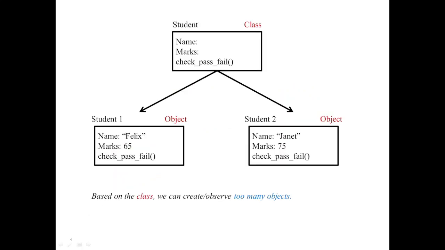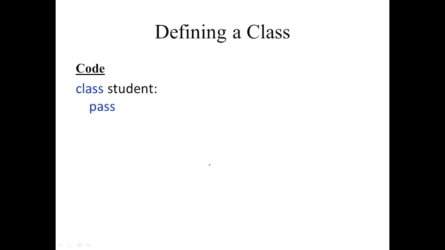Let me review that a class is a general variable or a general object on the basis of which we define some parameters, like we set name and marks, and we set a function, which is called a method in object-oriented programming. On the basis of the class we make some decisions, for example, we want to check whether student 1 is pass or fail, whether student 2 is pass or fail. To check too many students, these are called objects. So on the basis of a class we can create or observe too many objects.